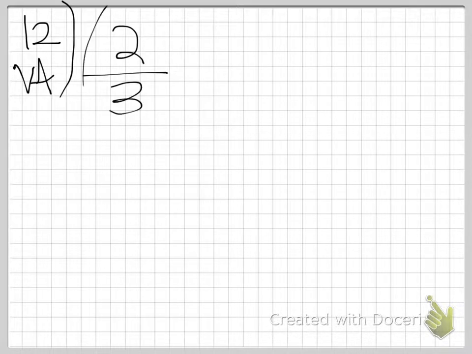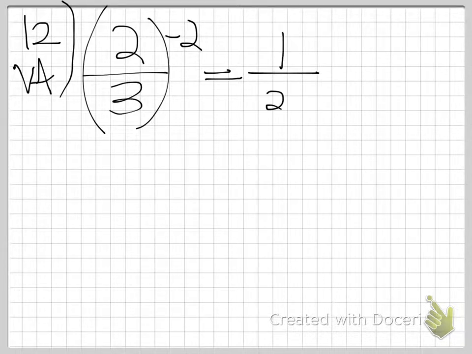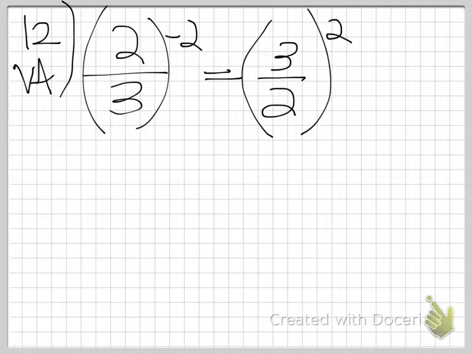Okay, version A of number 12. I have 2/3 to the negative 2 power. Now remember, I'm going to first deal with the negative. What does the negative ask you to do? It asks you to do the reciprocal, right? So you could either do 1 over 2/3, which in the end you have to flip to get 3/2, or you could just flip the 2/3 and it's going to be 3/2. So it's the same thing as 3/2 squared. The squared is still there, but now we took care of the negative by flipping the fraction.